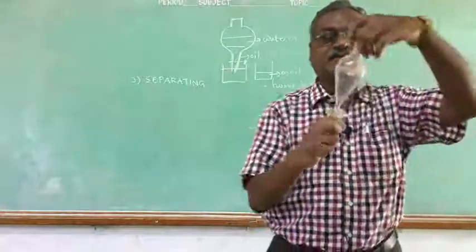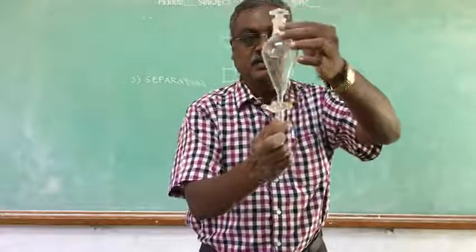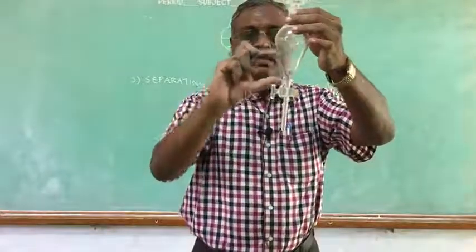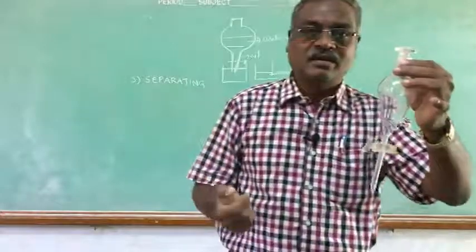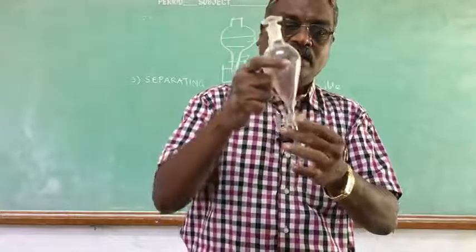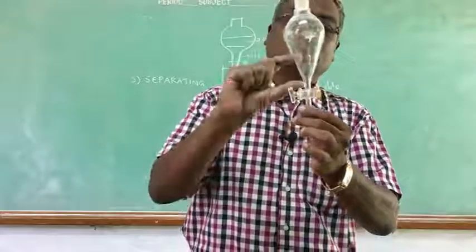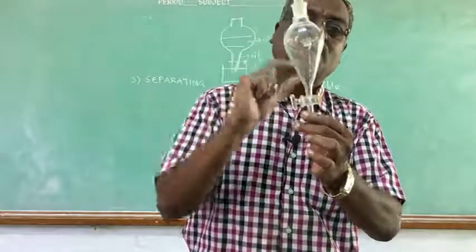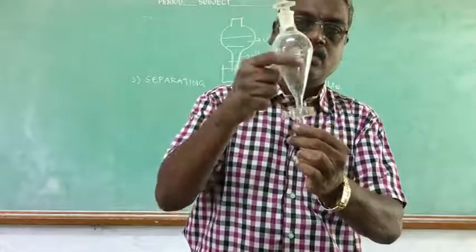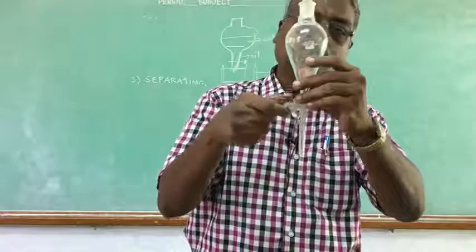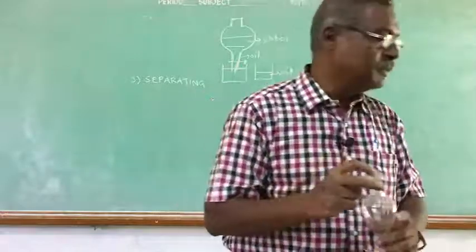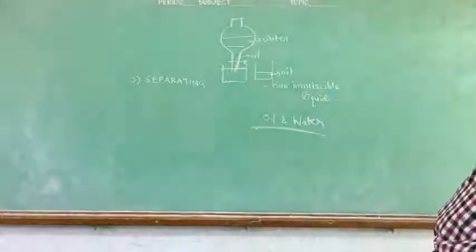I will show the separating funnel. This is the separating funnel. You can see a funnel like this, with a tap here. If I pour the solution of two immiscible liquids, two solutions that are not mixing, oil and water, then two layers you can see. Just open the tap, the first layer will come down, then close it. Then again open the tap, and the other layer will come. So by this technique we can separate two immiscible liquids.